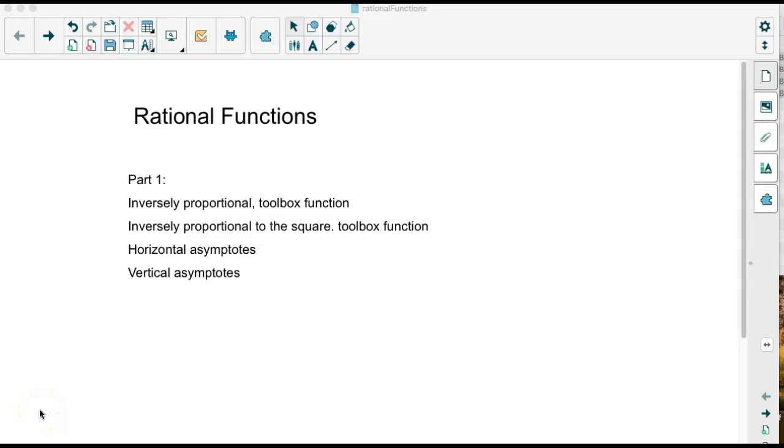Hello, and in this video we're going to talk about rational functions. We're going to split this up into two videos. The first part we're going to just talk about the toolbox functions. That's the inverse proportional and the inverse proportional to the square. We're going to look at the asymptotes for both of those, horizontal and vertical. So in this section we're going to look specifically at those two functions.